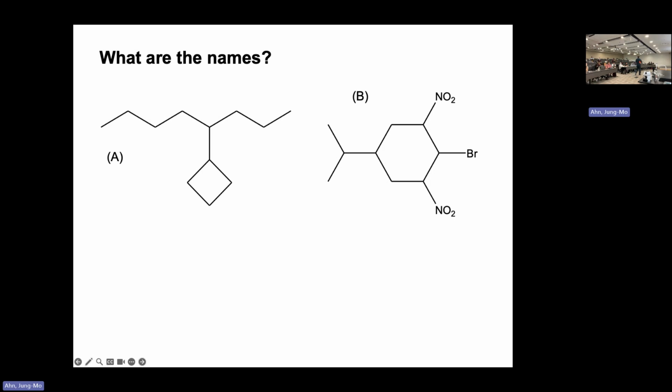But you need to place a number. So what is the number you should give for this position? 1, 2, 3, 4, 5. 5-cyclobutyloctane or 4-cyclobutyloctane. Because in an open chain, you don't start numbering from the middle of the chain. You start from either end. So this is 1 or that's 1. Counting 1 from this end will give the smaller number possible. So that's the reason it gets 4-cyclobutyloctane.